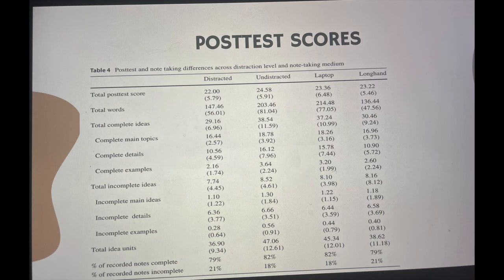And then just looking at the chart, this is just the post-test scores. So we see that those who were distracted and on the laptop had lower scores than those undistracted longhand. And it just has a list of the total words, complete ideas, and main topics that each did, depending on what category they were in.